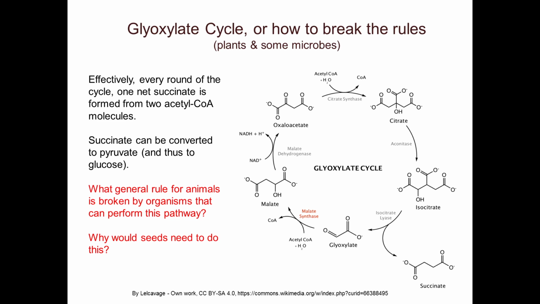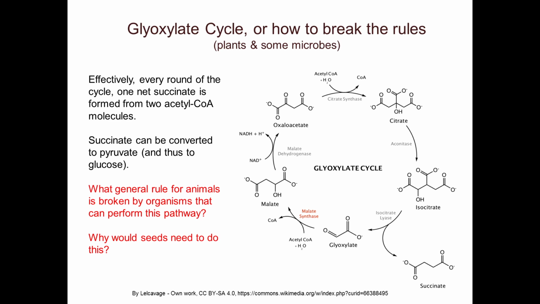So why don't we do this? Right? So this requires the enzyme isocitrate lyase, right? The one that we first talked about here, turning isocitrate into its 2 products. So what rule is this breaking? Well, for animals, you can't convert fats back into sugars. But seeds must do this. They can't make sugars any other way.